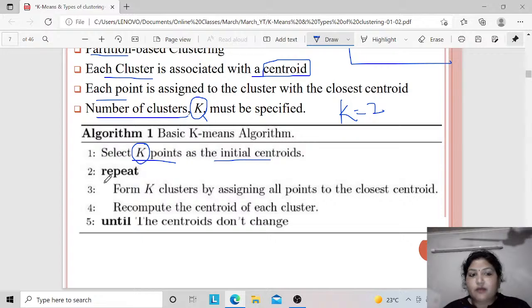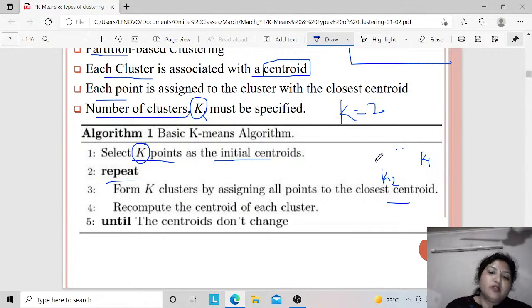Form k clusters and repeat. Form k clusters by assigning all points to the closest centroids. Suppose this is my centroid point and this is my other point, and this would be my other centroid, and this is also a data point from the data set itself. It is not a different point.